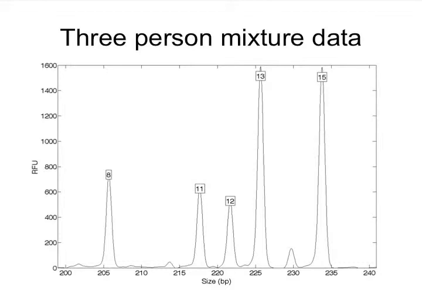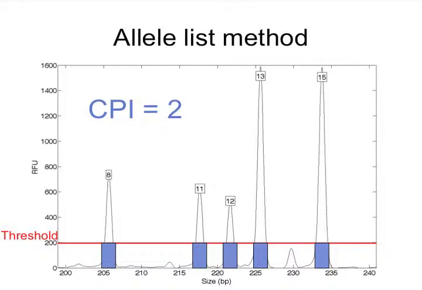So if we want to interpret this data, we can apply a threshold method. And you could see, using a 200 RFU threshold, we've lost all quantitative peak height data, and we've now just created an allele list with these 5 alleles. We cannot separate out 3 people at all using this method. And what happens if you do the statistic at this specific locus, you're only getting a CPI stat of 2. So we need something more informative. We need an interpretation method that's actually going to separate 3 people.